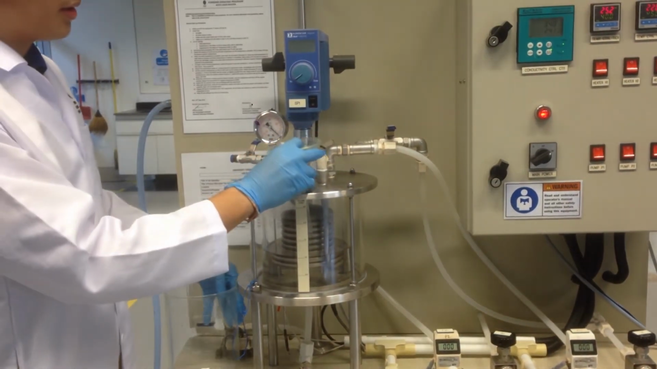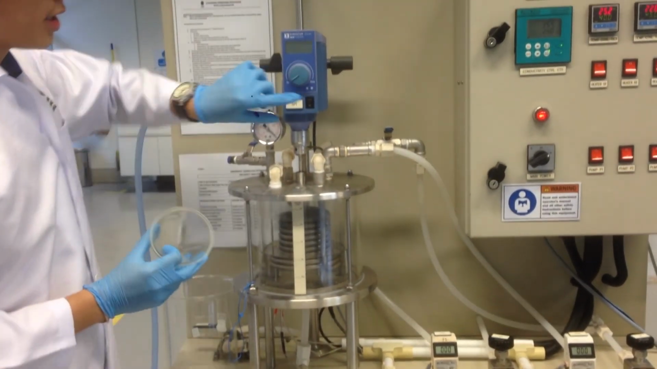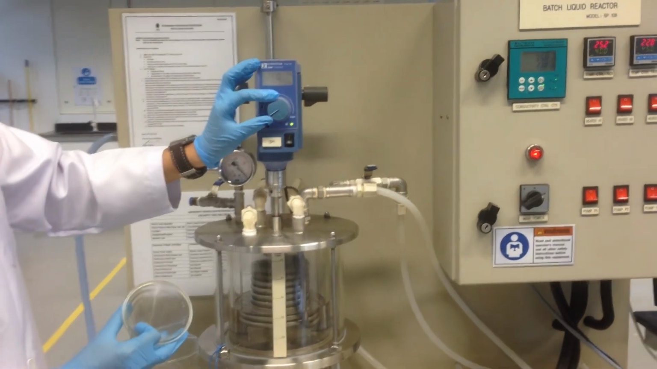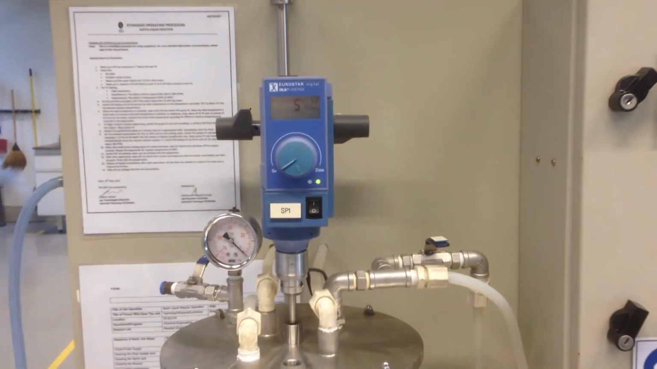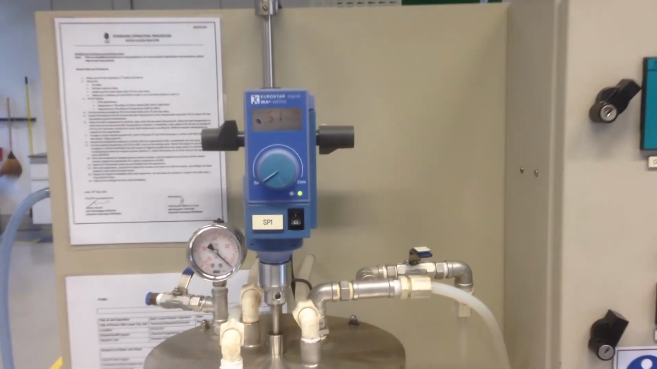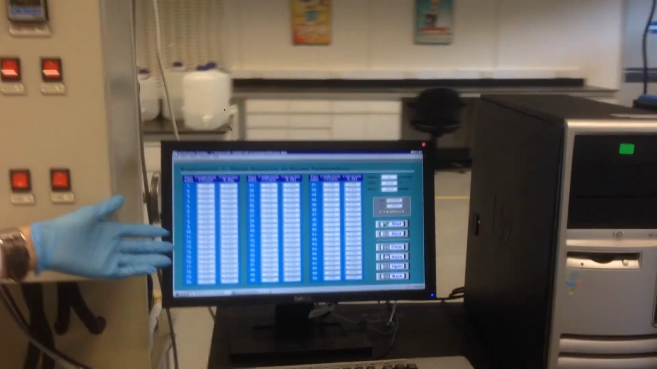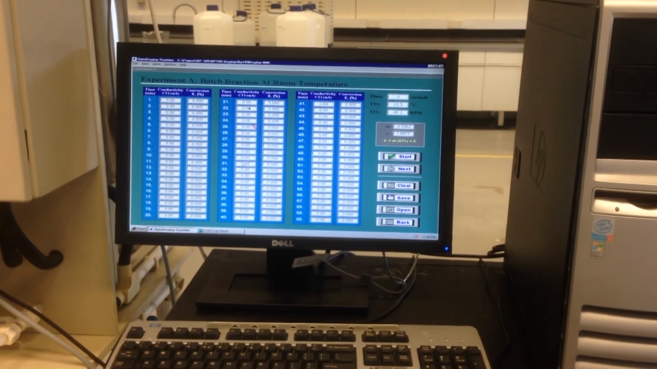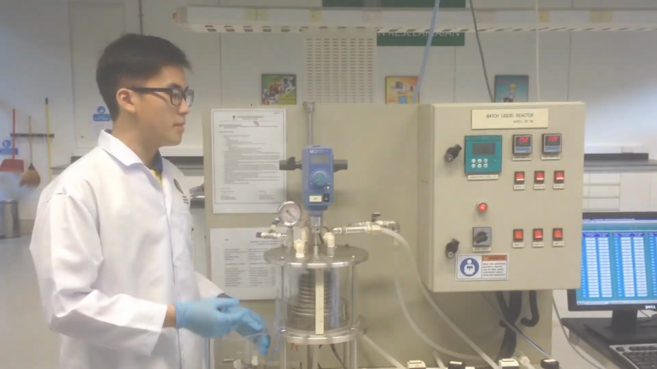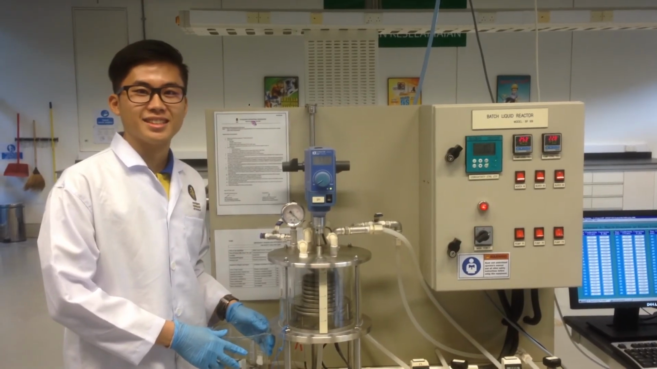After that, turn on the stirrer and set to 50 RPM. And start recording the conductivity at every 1 minute interval. Repeat the experiment with the other 4 conditions.